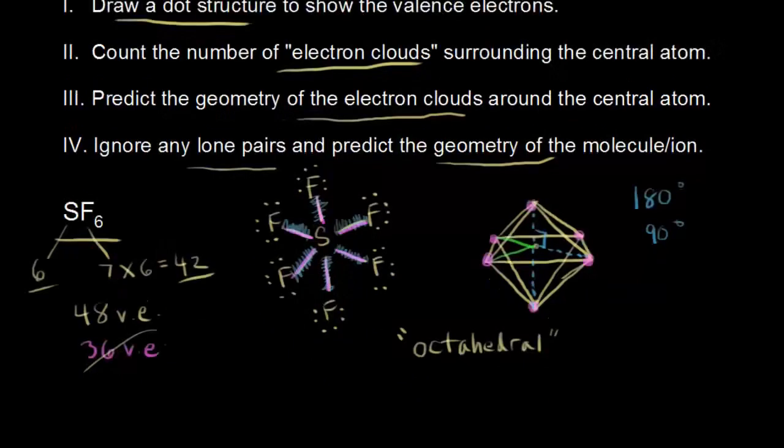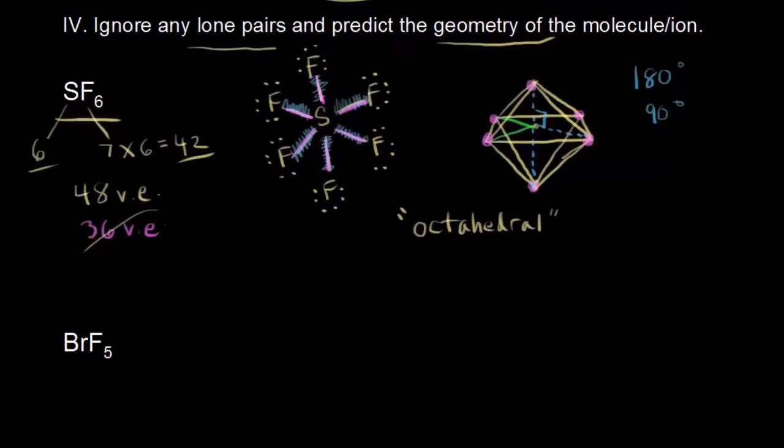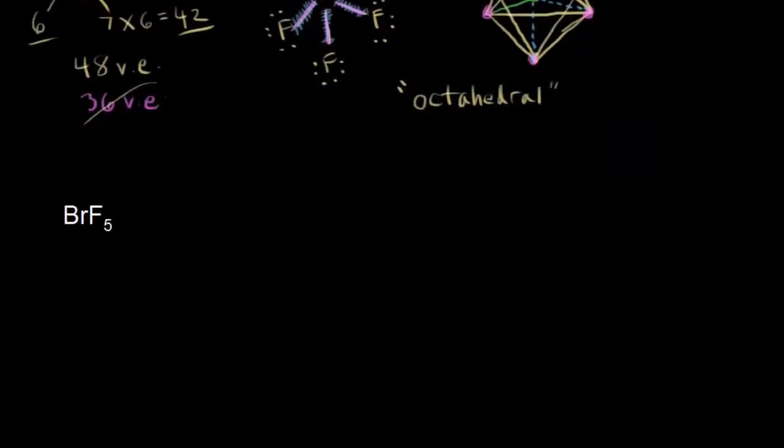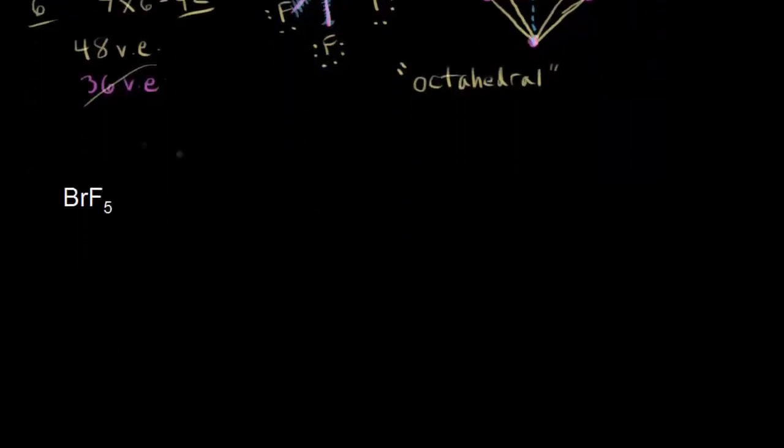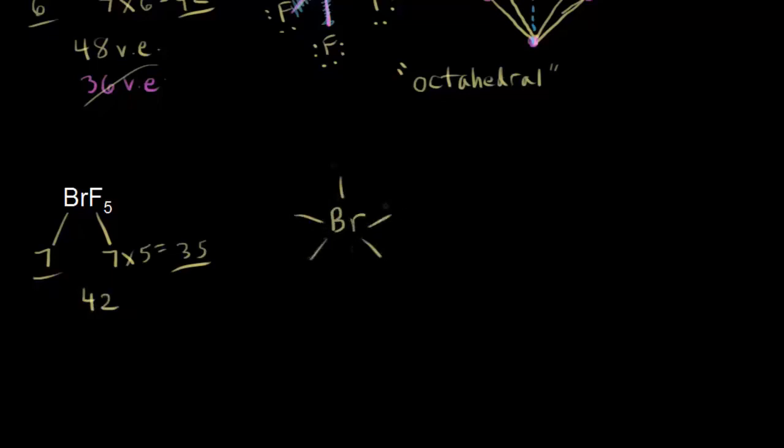All right, let's do one for bromine pentafluoride, so BrF5. So valence electrons, bromine has 7, it's in group 7. Fluorine is also in group 7, and I have 5 fluorines, so 7 times 5 gives me 35. 35 plus 7 gives me 42 valence electrons. Bromine goes in the center, and bromine is bonded to 5 fluorines, so I can go ahead and put those 5 fluorines around our central atom.